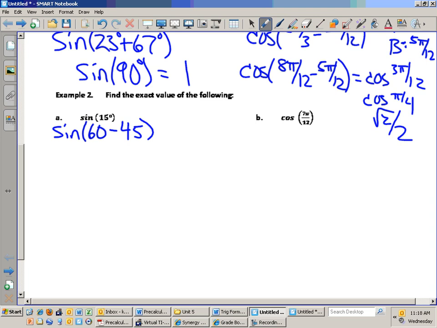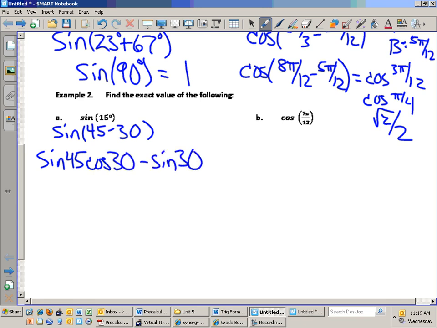Oh, I'm sorry. You could use either or. You could use 60 and 45 or 45 and 30. It doesn't matter. It'll come out the same either way. Okay, so sine of 45 and 30. That's what you guys said. That's what we'll use. So if I use my formula from up above, that would be the sine of 45 times the cosine of 30 minus the sine of 30 times the cosine of 45, right?